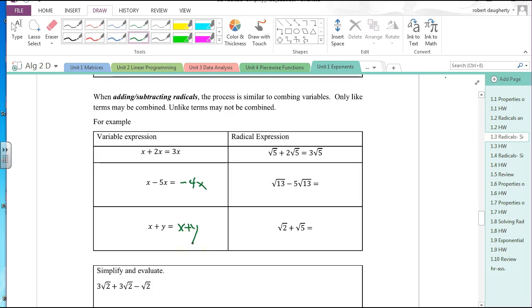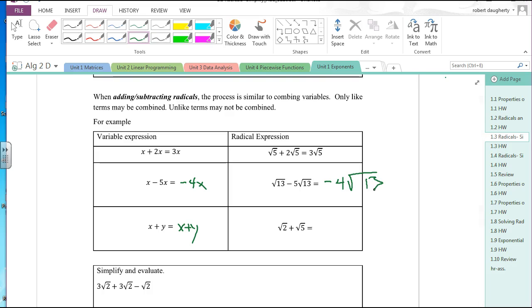Same thing happened with these radicals. 5, the square root of 5 plus 2 square root of 5. This is 1 apple plus 2 apples equals what? 3 apples. My apples here happen to be what? Square roots of 5. So 2 square root of 5 plus 1 square root of 5 is 3 square root of 5. The square root of 13 minus 5 times the square root of 13 is what? Negative 4 square root of 13. So you can treat these radicals just like variables, like x's.